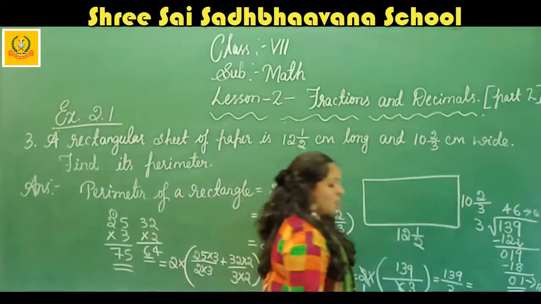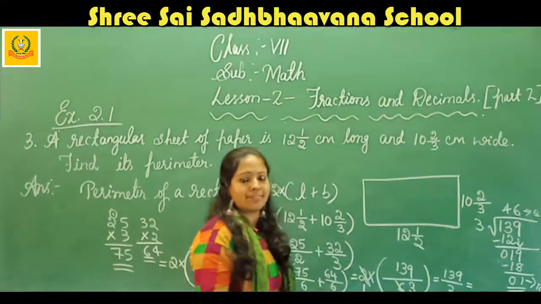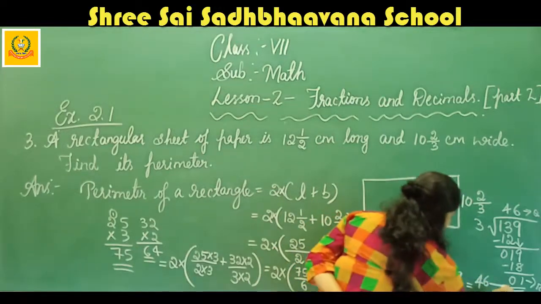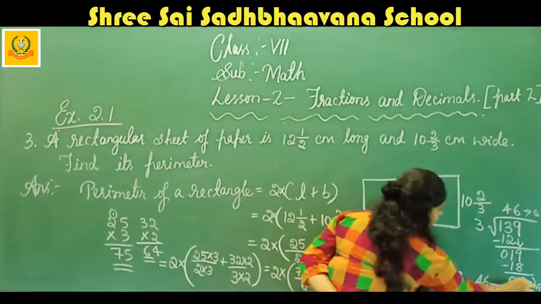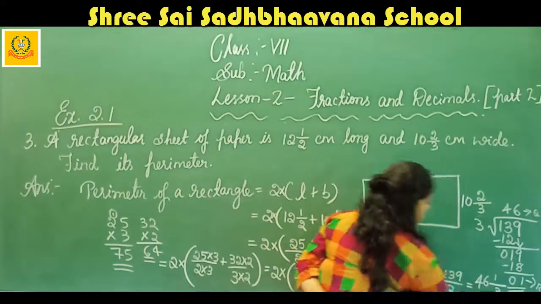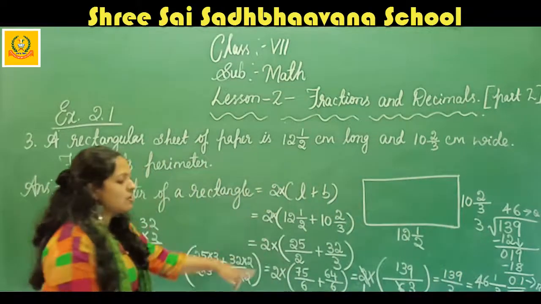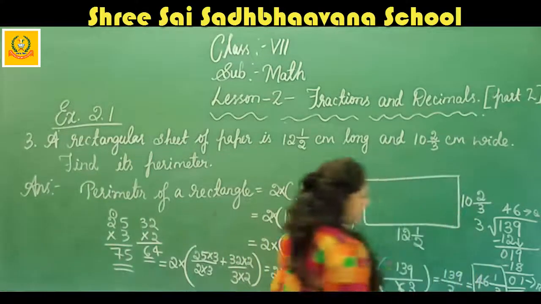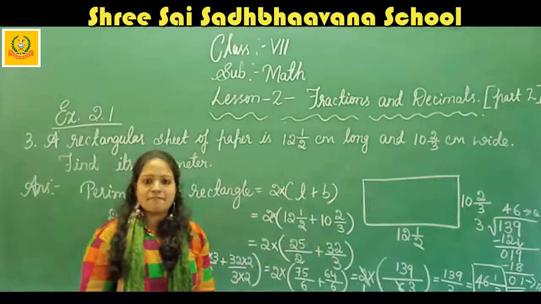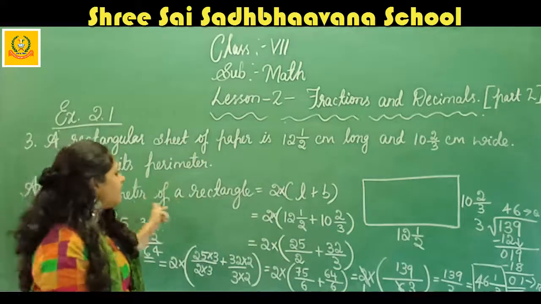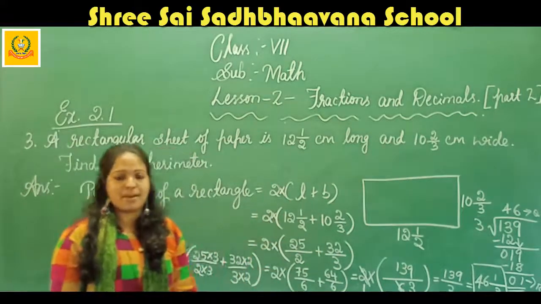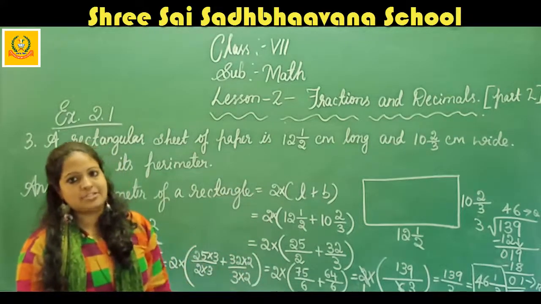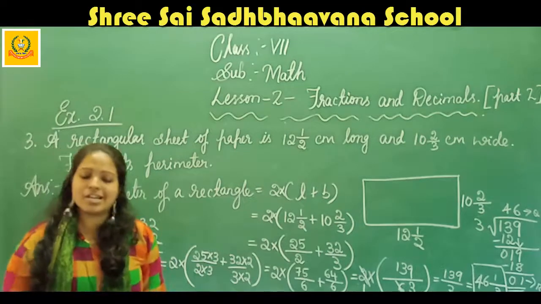So as I told, what is the whole number? Whole number is nothing but the quotient. What is the quotient? 46. Denominator is same, 3, and the remainder is 1. So this is the answer. What is the answer you got now? 46 1 by 3 is the final answer. That is the perimeter of a rectangular sheet of paper. Understood, children? How to solve this? I hope you understood. So shall we see the next one? Okay.